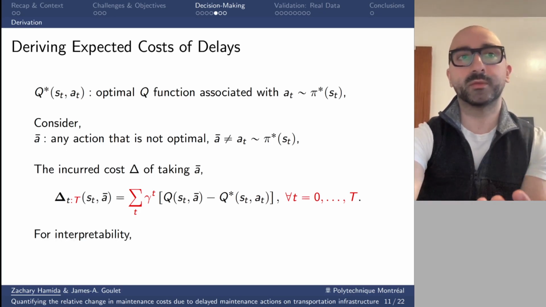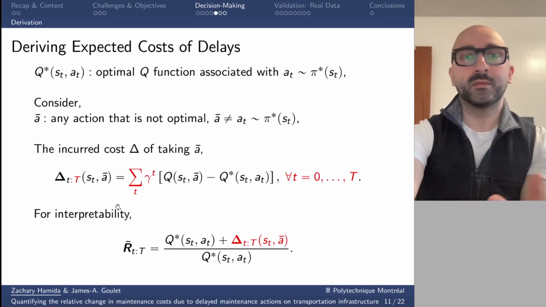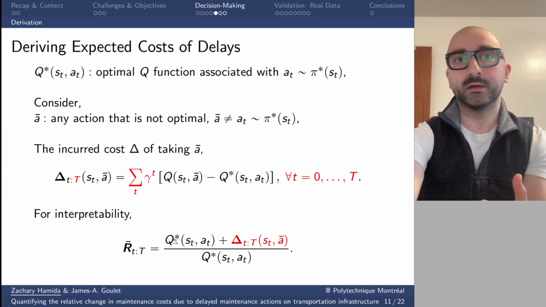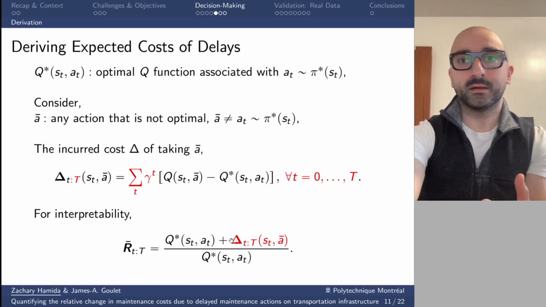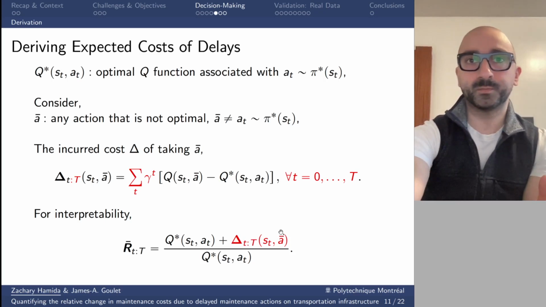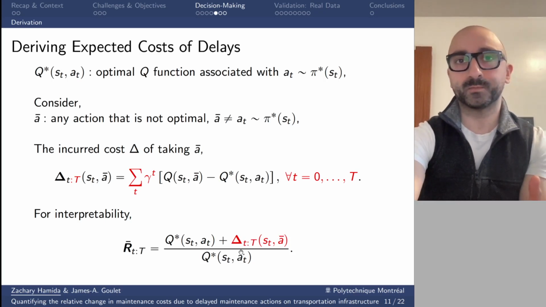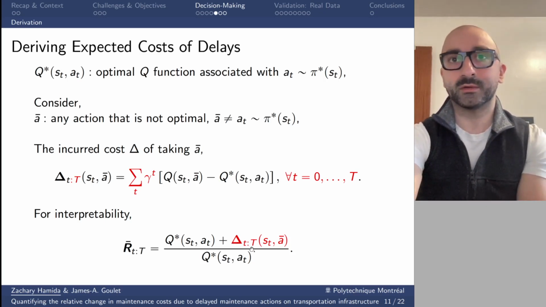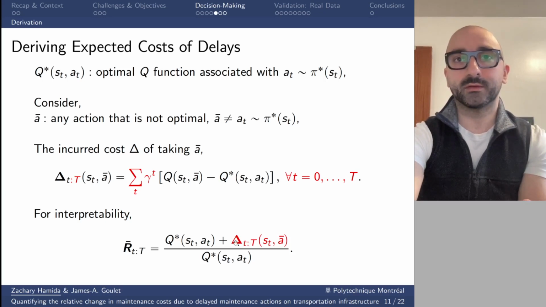Now we can improve the interpretability of this incurred cost by using a ratio, where this ratio is really the summation of the optimal policy plus the incurred costs over the cost of the optimal policy. So in general, if we are following the optimal policy, delta t here will go to 0, and we would have R_t equals 1. But if we are not following the optimal policy, then we would have a value greater than 1, because delta t would always be positive.